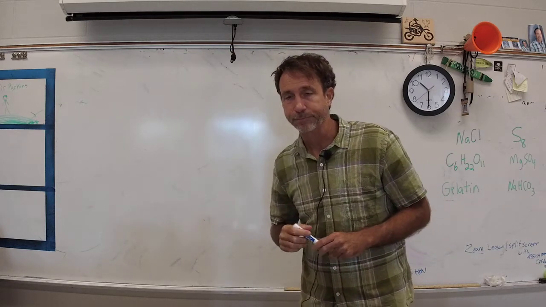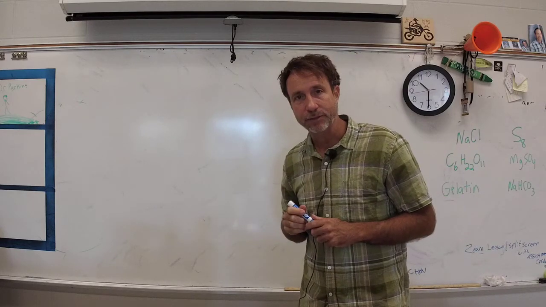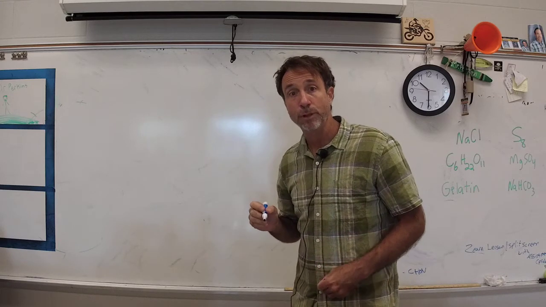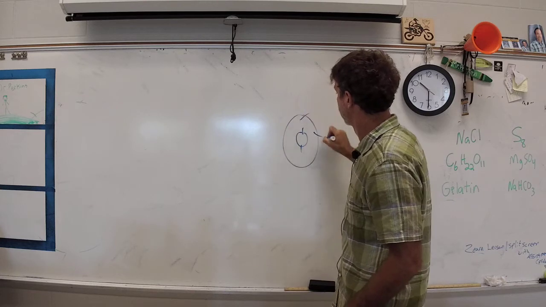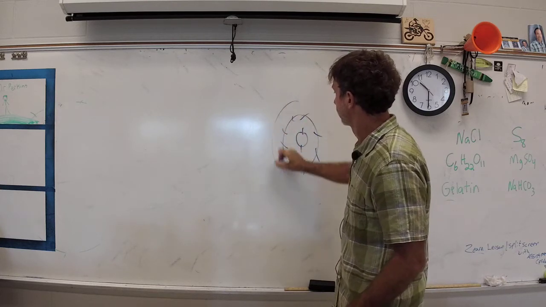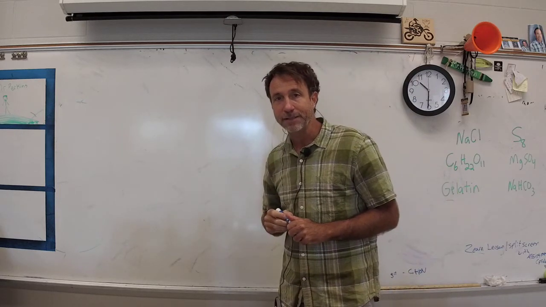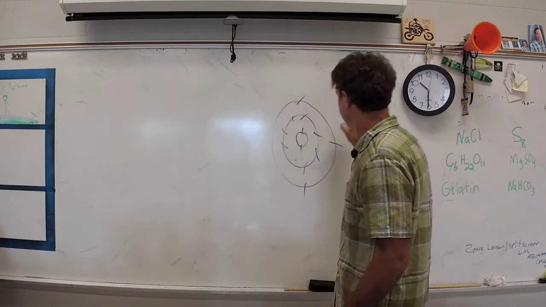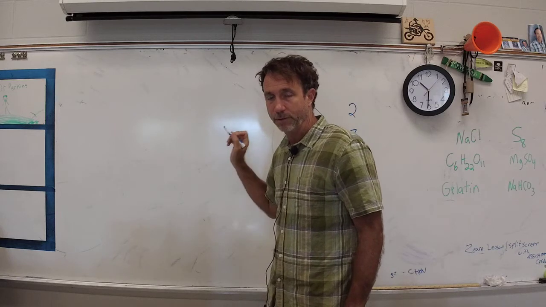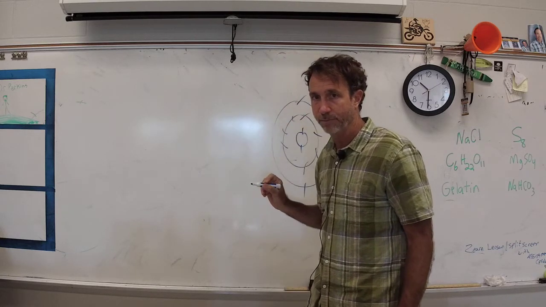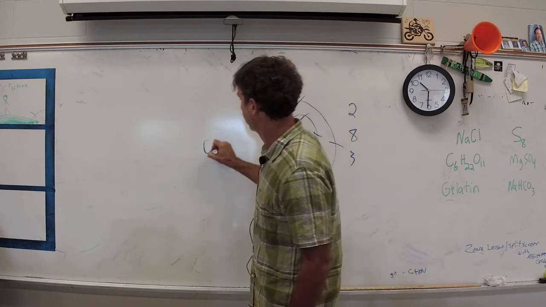Question number 2. What would the first ionization of aluminum look like? Here's aluminum. This is 283. So if I drew a Bohr model with the first ionization of aluminum, what would it look like? It would look like this.